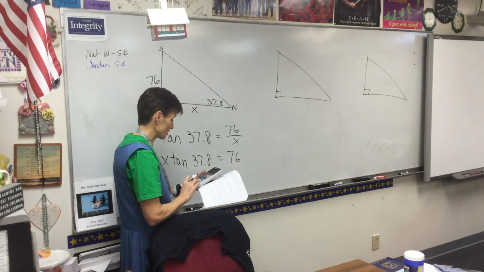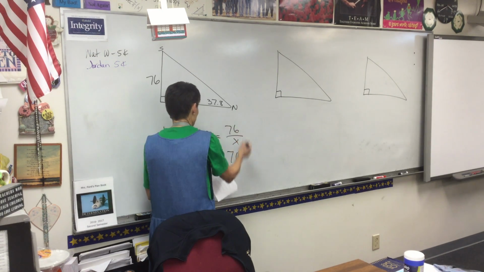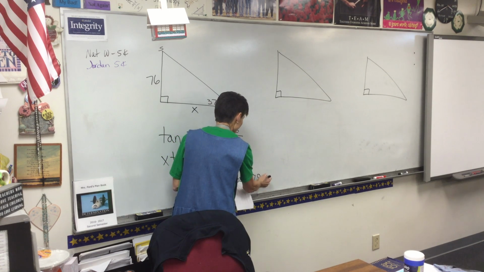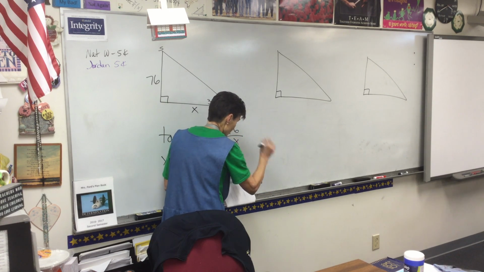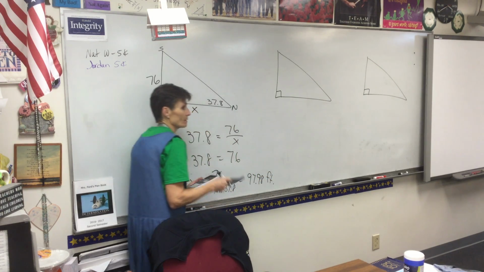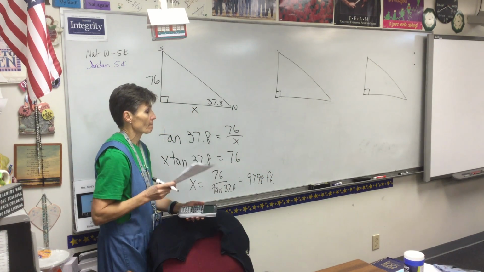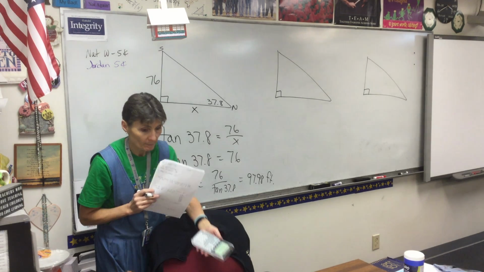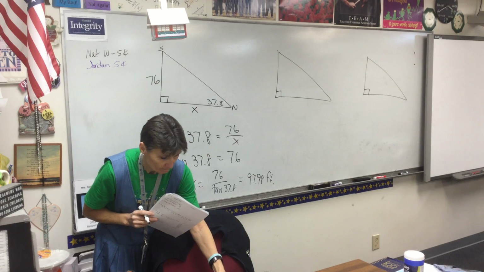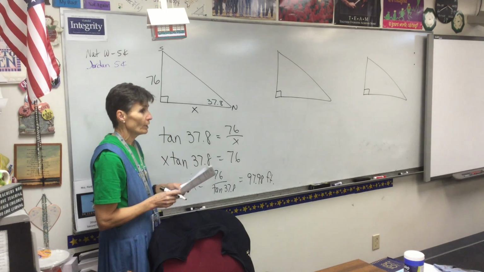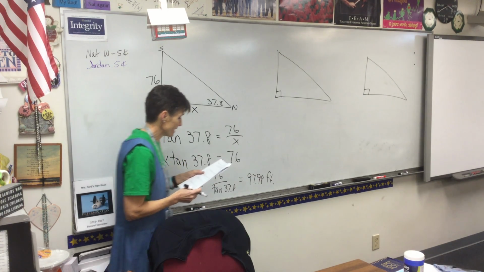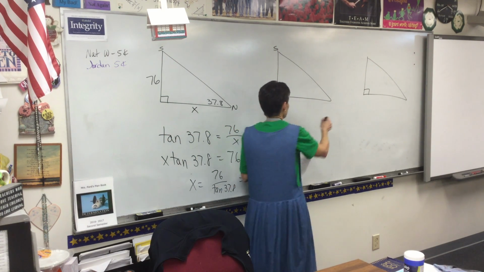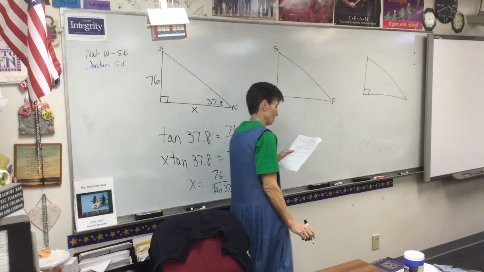This one says round to the nearest hundredth. So that would be 97.98. And you gotta put a unit on it, it would be feet. For your word problems, you gotta have a unit. Good? Okay.